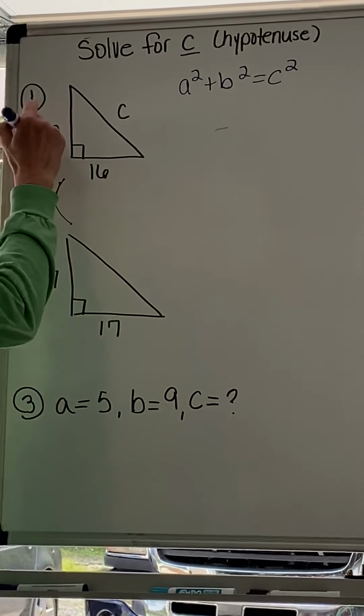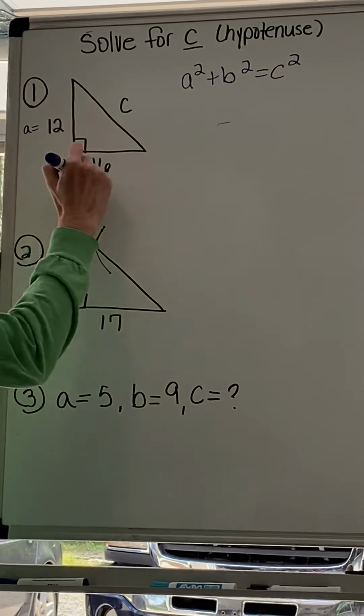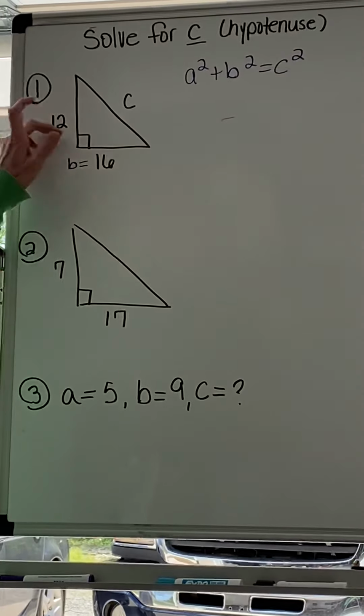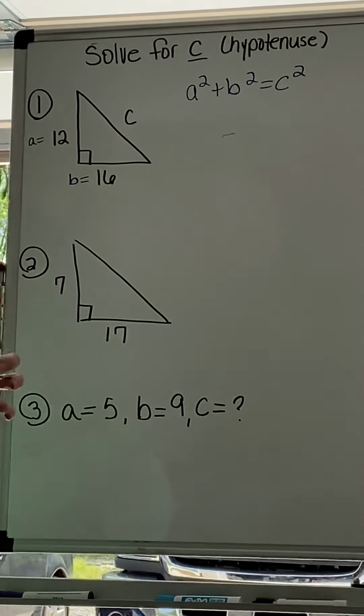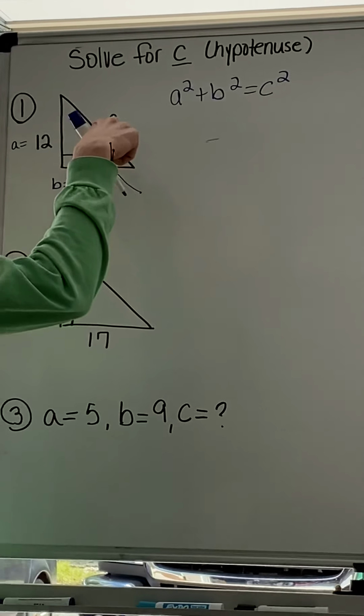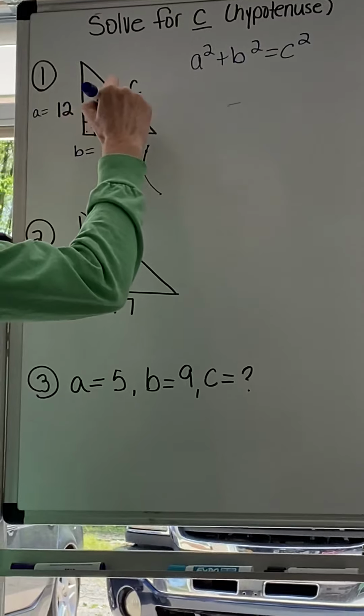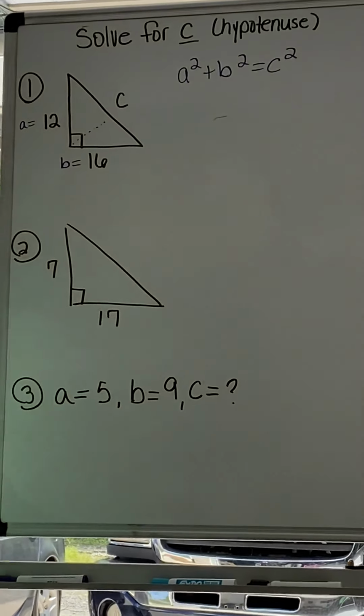Okay, I'm going to call this side A, and I'm going to call this side B. Again, that doesn't really matter. I could have flipped those over and called this B and called that A. What does matter is that this side is C. It's the side that's across from the right angle, and that's the variable that we're looking for.